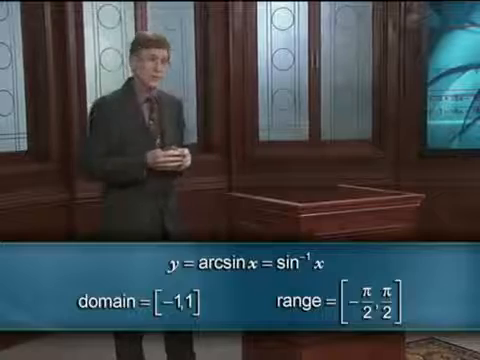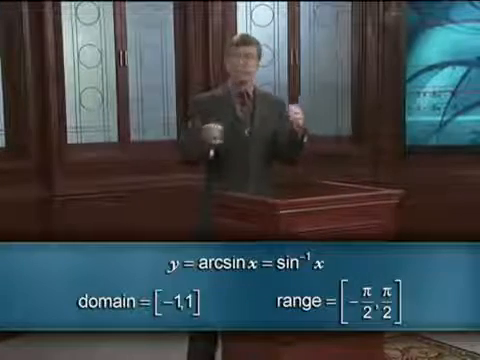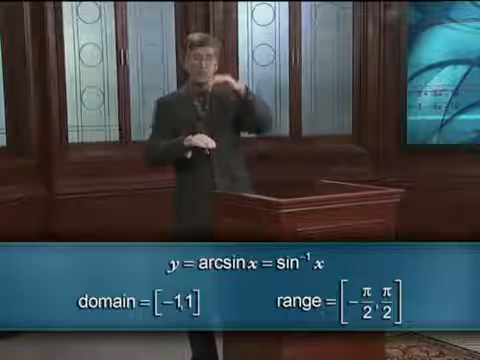Let's graph the arc sine function. Now, here are some of the features to keep in mind. First of all, arc sine of 0 is 0, so it's going to pass through the origin. It goes through the point 0, 0. Now, the domain is -1 to 1, and the range is minus pi over 2 to pi over 2.